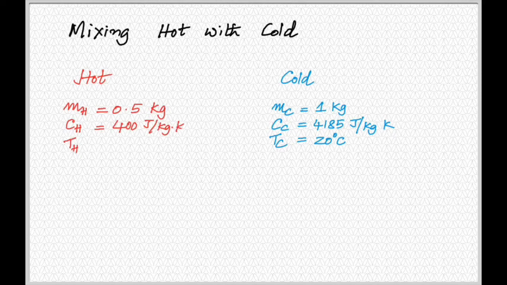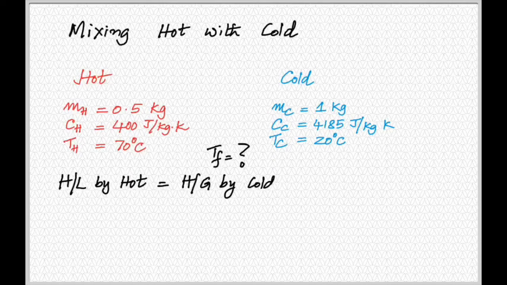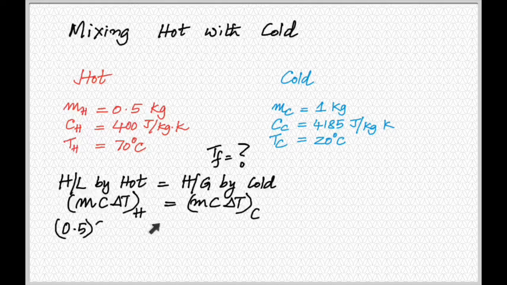Now, if you mix them, can we calculate the final temperature? So that's what we are trying to find. To get the final temperature, look at the heat lost by the hot one, which is equal to the heat gained by the cold one. And both can be calculated using mc delta T. So mc delta T for the hot is equal to mc delta T for the cold.